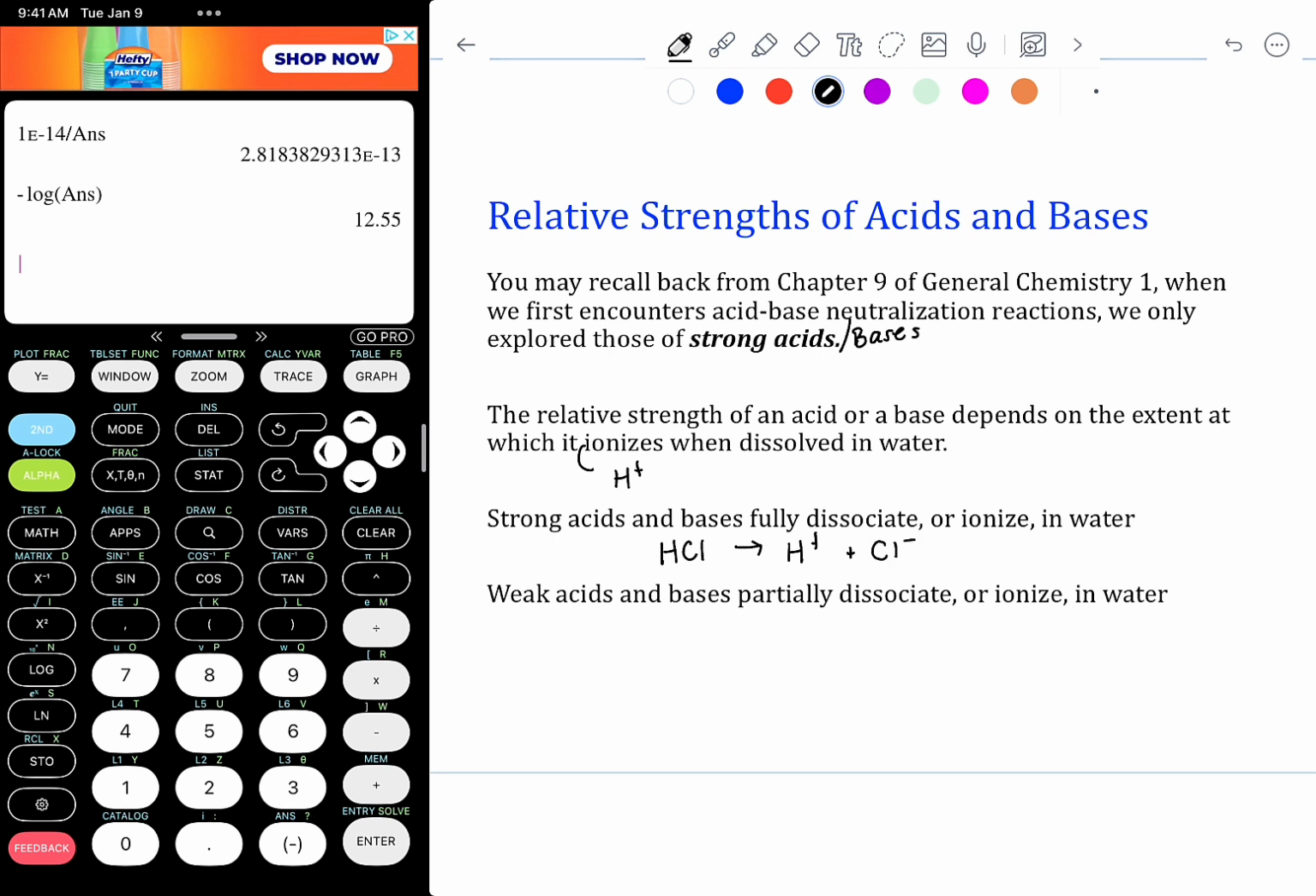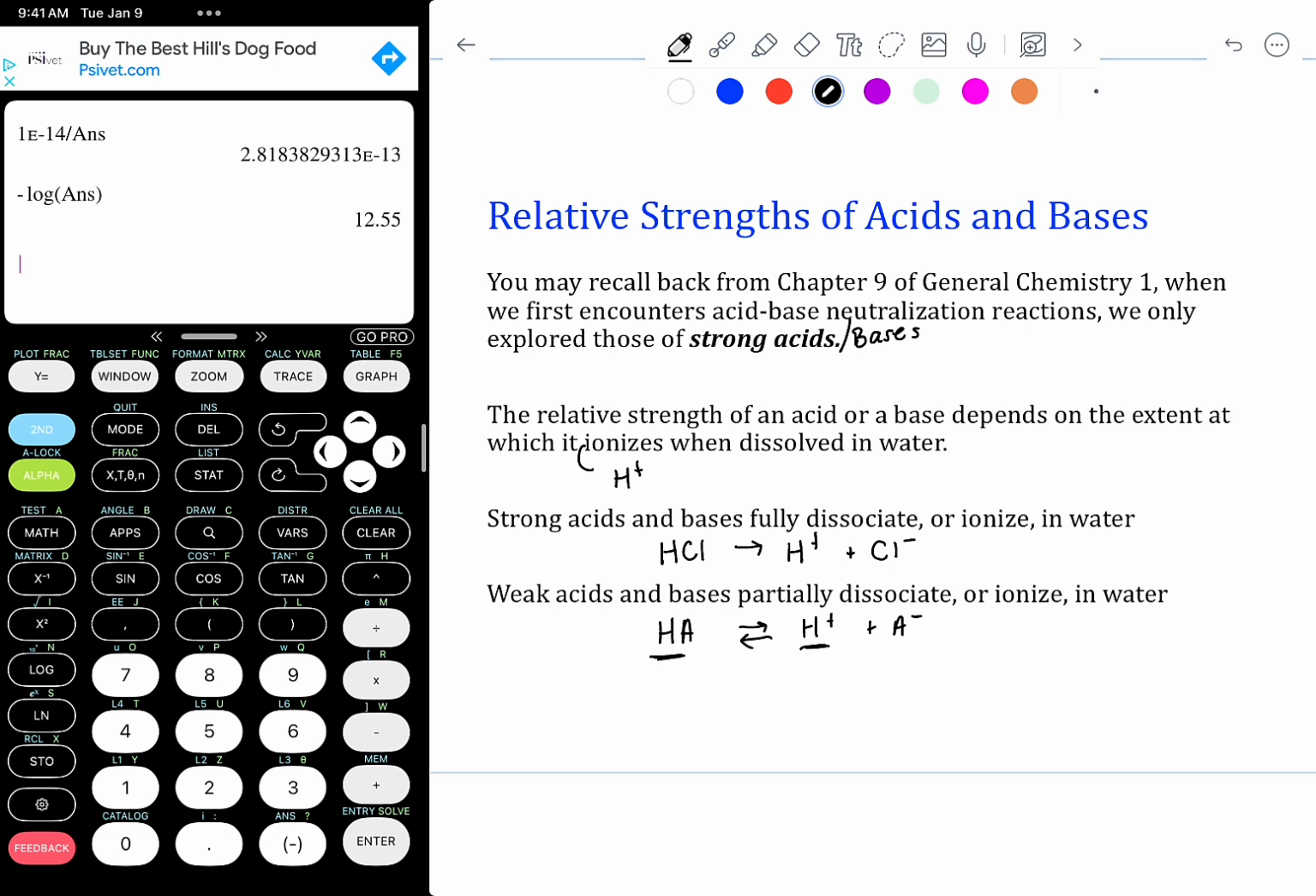and Cl-. However, if I have a weak acid or a weak base, it's only going to partially dissociate. So if I had a weak acid, let's just call it HA, it's going to dissociate into H+ and A-. However, it's going to be seen as an equilibrium between those because there's only some of that H+ in the solution and only some of that weak acid. So they coexist in that solution. Whereas with a strong acid, it breaks down immediately, it ionizes immediately.